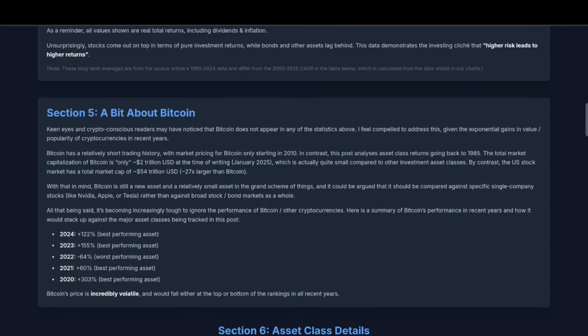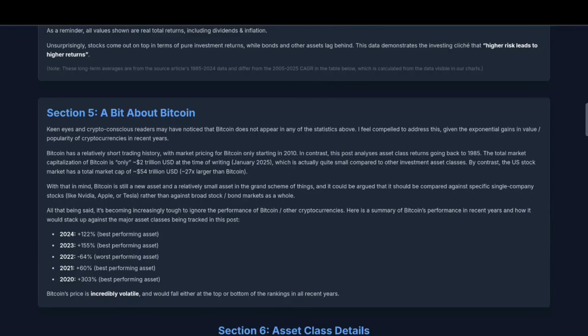However, saying that, it's become increasingly tough to ignore the performance of Bitcoin and other cryptocurrencies. So if you look at a summary of Bitcoin's performance in recent years and how it would stack up against the major asset classes being tracked in this, if we look at 2024, 122%, it was the best performing asset. 2023, 155%, again, best performing asset.